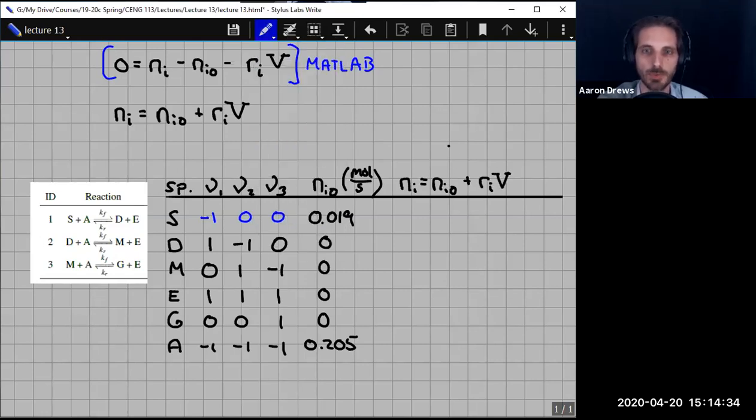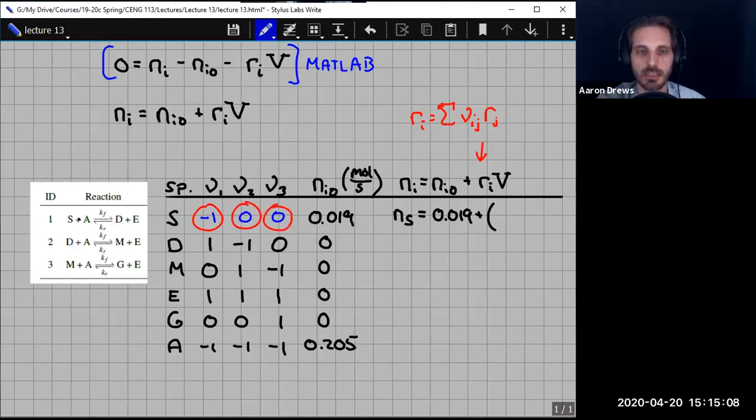Where we just have to now remember that the R sub I looks like the sum of the stoichiometric coefficients in each reaction times the rate of reaction, R sub J. And so that can actually produce fairly neat looking equations such as N sub S, if we want to know how much of the soybean oil is coming out, that's equal to however much was coming in, 0.19, plus the net rate of soybean oil. Well, the net rate of soybean oil is each of these stoichiometric coefficients, so this one, and this one, times the rate for this reaction, or this reaction, right? Depending on which one you're looking at.